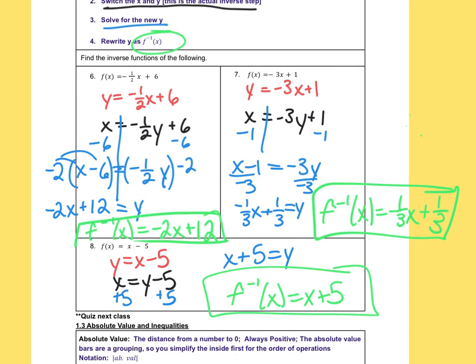And that's the gist of it. Let me know if you have questions. That's all I've got for you today. That is how you find the inverse functions.